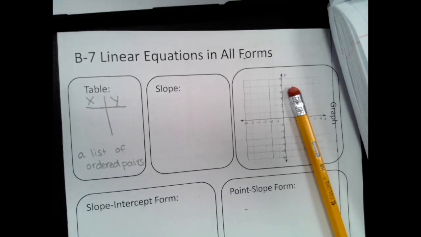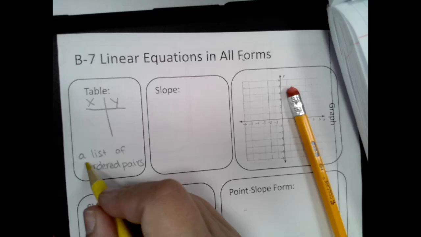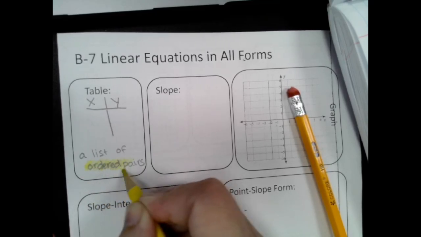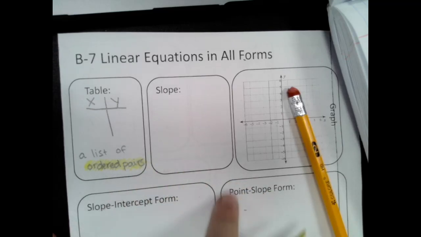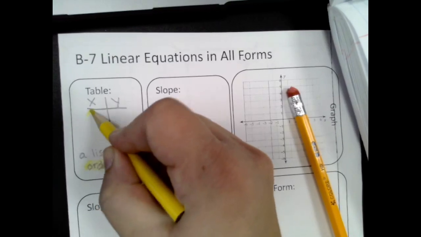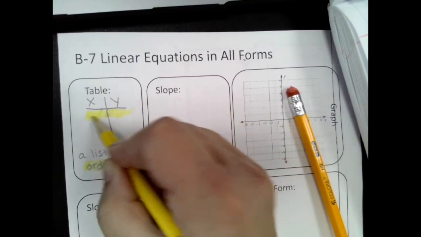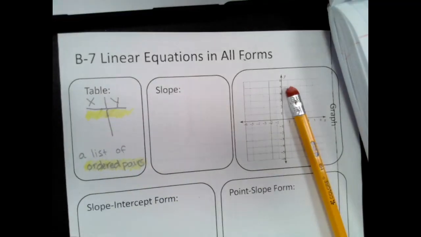Alright, I'm going to do my ordered pairs in yellow. So if you want to pick yellow, you can, or you can pick any other color. But we're going to kind of color coordinate as we go, so keep the yellow out. And the table will kind of go across. So like this is our X, Y. We'll have an ordered pair there as an X and a Y.